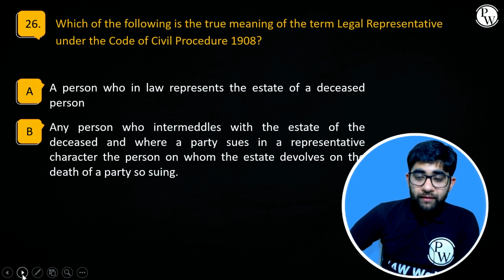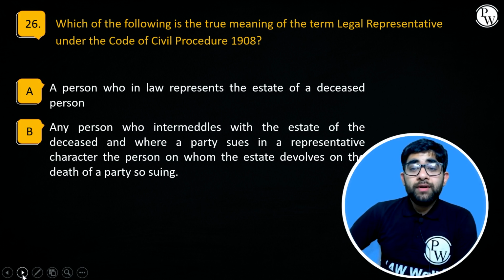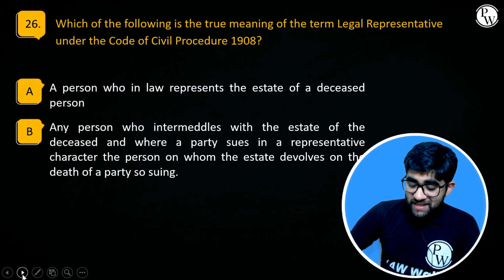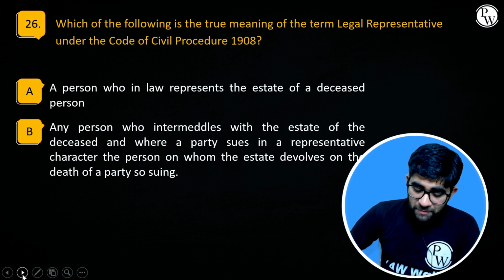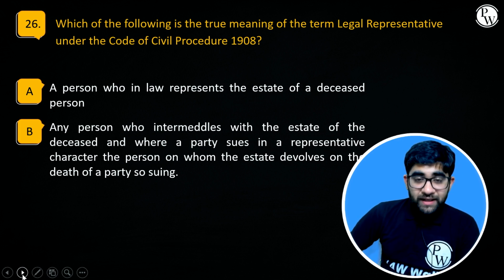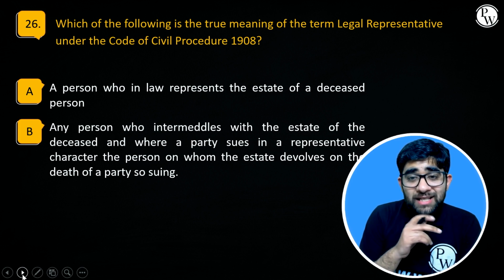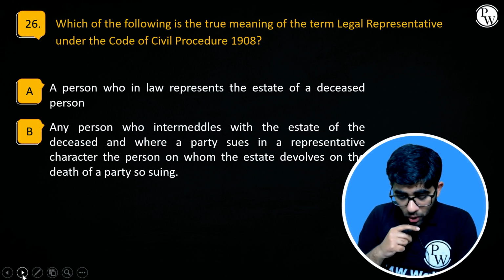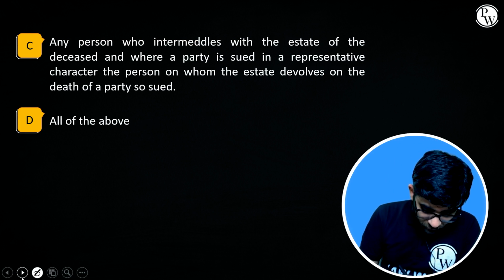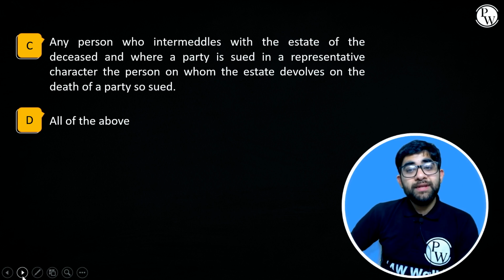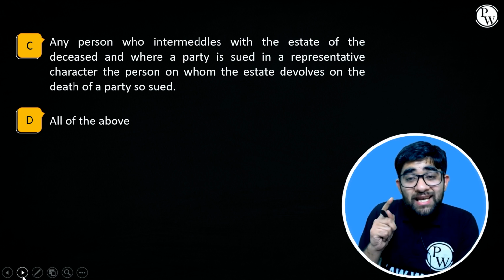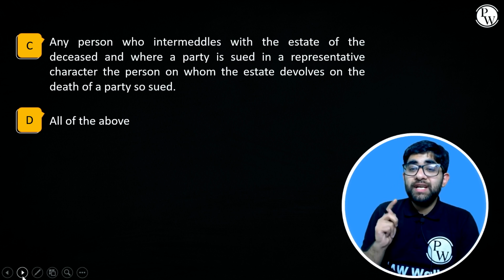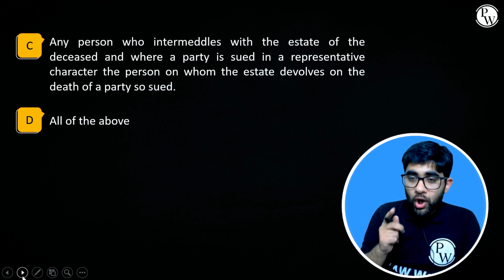Next, which of the following is the true meaning of the term legal representative under the Code of Civil Procedure? A person who in law represents the estate of a deceased person; any person who intermeddles with the estate of the deceased; where a party sues in a representative character, the person on whom the estate devolves on the death of a party so suing; any person who intermeddles with the estate of the deceased and where a party is sued in a representative character, the person on whom the estate devolves on the death of a party so sued; and all of the above.